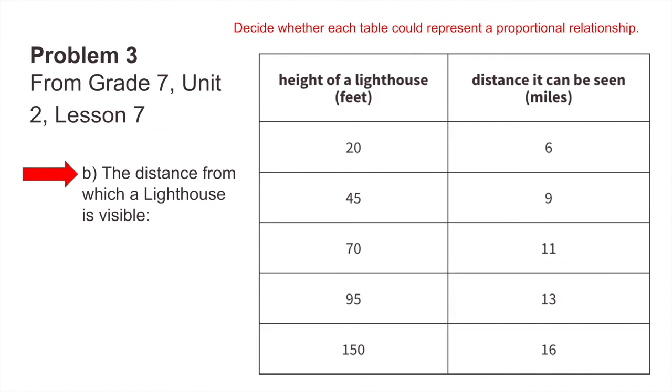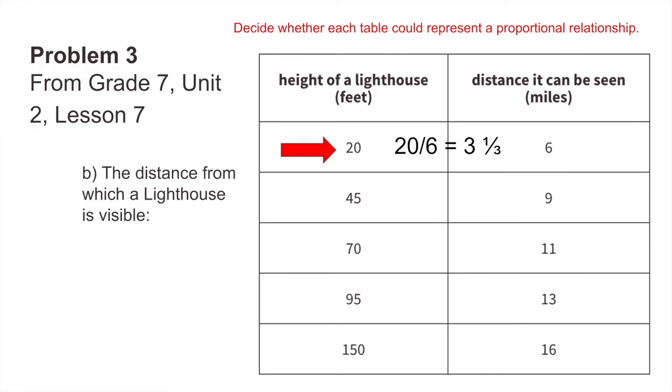B. The distance from which a lighthouse is visible. Remember, we need to decide whether this table could represent a proportional relationship. One way we can see if they're proportional is by dividing the height of the lighthouse by the distance it can be seen in miles.